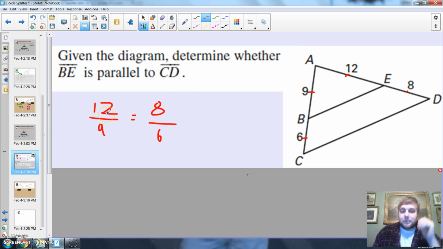If I type that in, 12 divided by 9 is 1.33 on this side. Will that equal 8 divided by 6? That's 1.33. Holy moly. This is no accident, guys. There is a purpose here. It's fate! I got two of the same fractions. There's no coincidence here. This is fate.